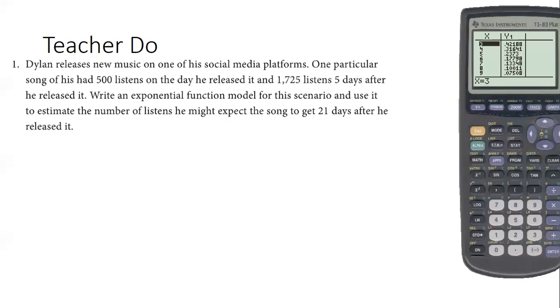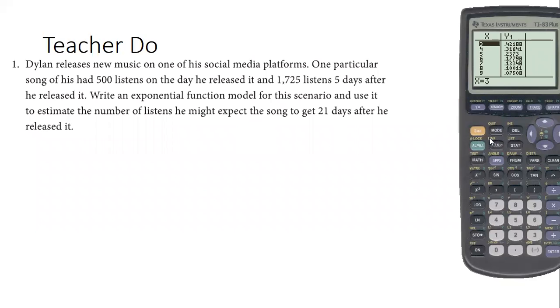Dylan releases new music on one of his social media platforms. One particular song of his had 500 listens on the day he released it, and 1,725 listens 5 days after he released it. Write an exponential function model for this scenario and use it to estimate the number of listens he might expect the song to get on 21 days.